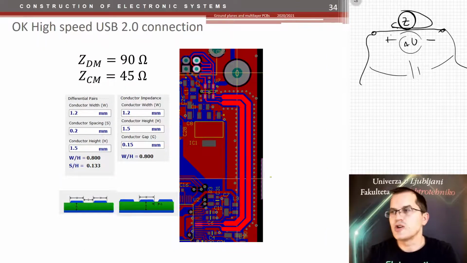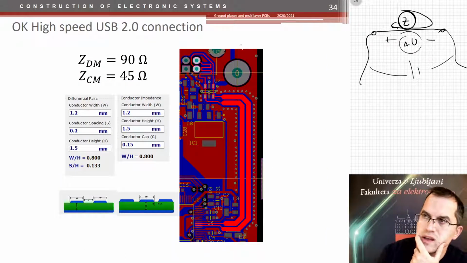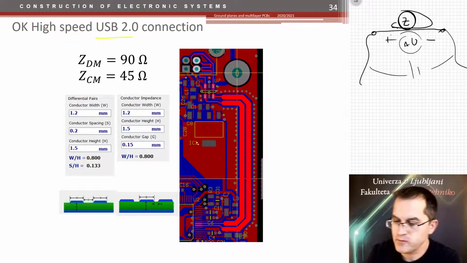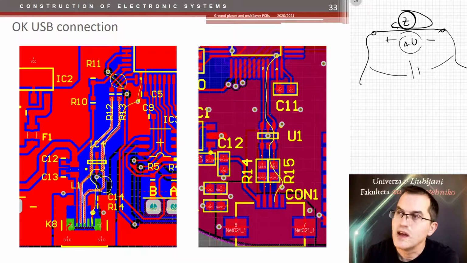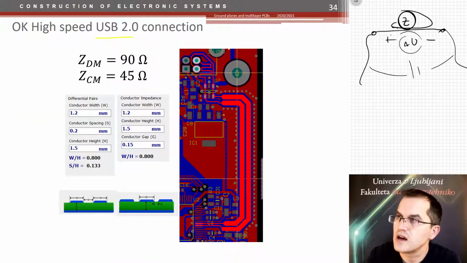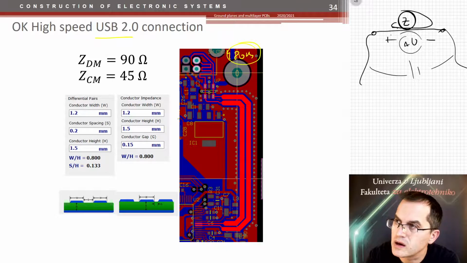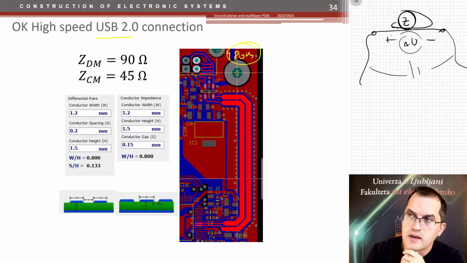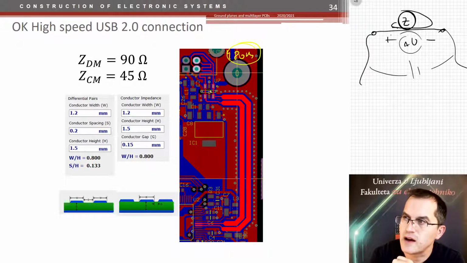Well, I would like to show you another high-speed USB connection. This time, it's USB 2.0. If we were talking here about USB 1.1, which runs at 12 megabits, so the frequency is 48 megahertz. In these two cases, that one runs at 480 megahertz. Quite a lot. The required differential impedance is 90 ohms and the common mode impedance is 45. And at this track length, it's quite important to keep them.